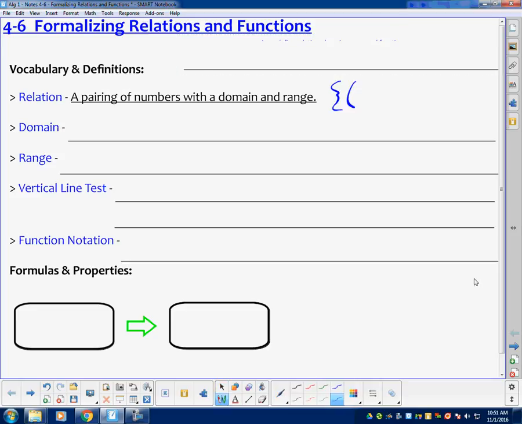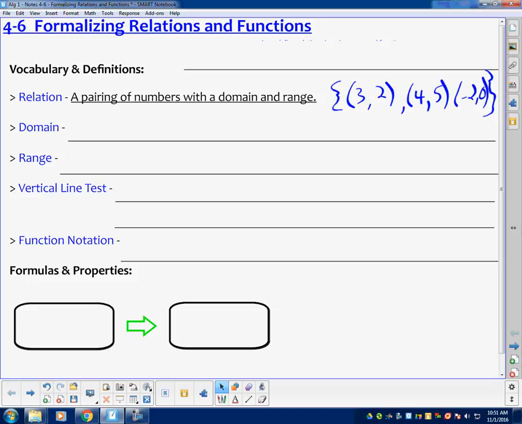Fancy bracket. We've got some coordinates in here, maybe (3, 2), (4, 5), (-2, 0). There's 3 coordinates in there. We would just plot those 3 points. That's known as a relation. It's just a set of points. You could plot it on a coordinate grid.